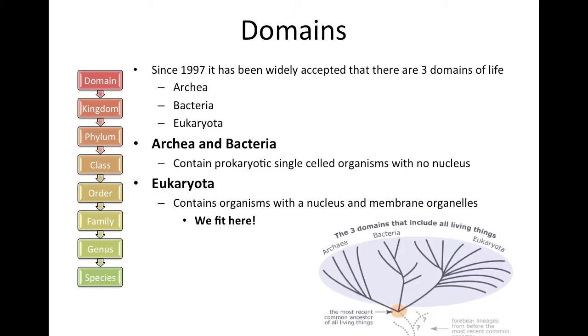So we'll start with domains, which is the biggest one. Now, it is accepted by most biologists that there are only 3 domains of life. They are archaea, bacteria, and eukaryota. So every organism on this planet fits into these 3 groups. So what differentiates them? Archaea and bacteria both contain only prokaryotic single-celled organisms, and they have no nucleus. To differentiate archaea and bacteria, taxonomists often have to turn to genetics and use a special kind of DNA called ribosomal RNA to differentiate them.